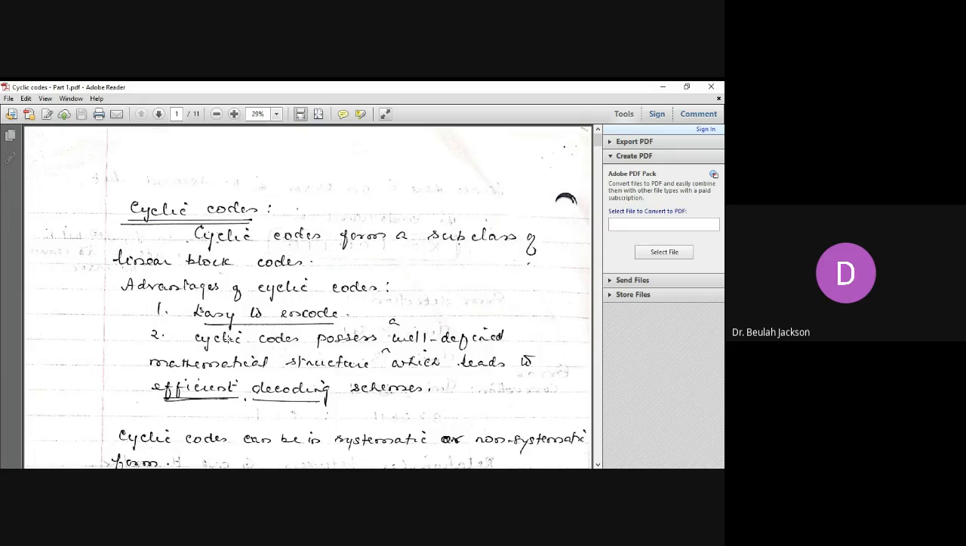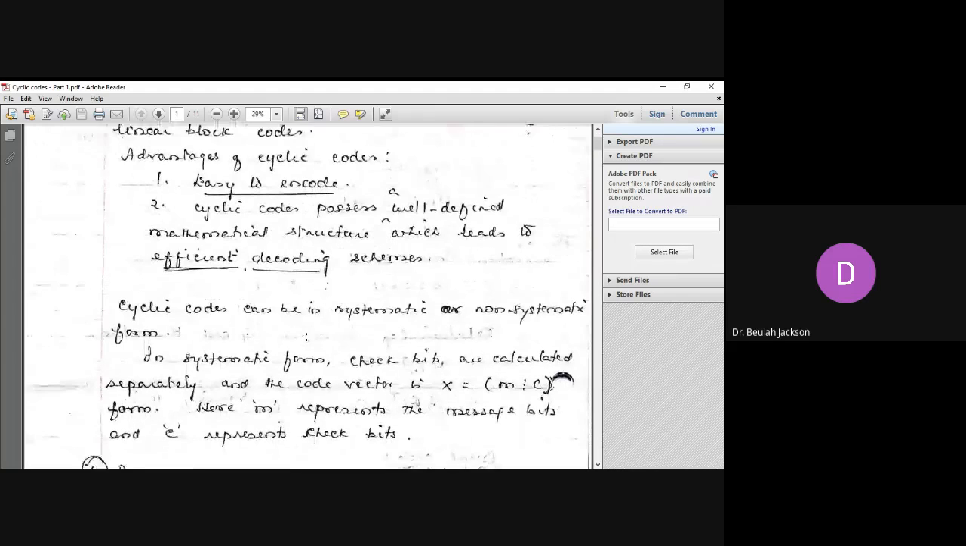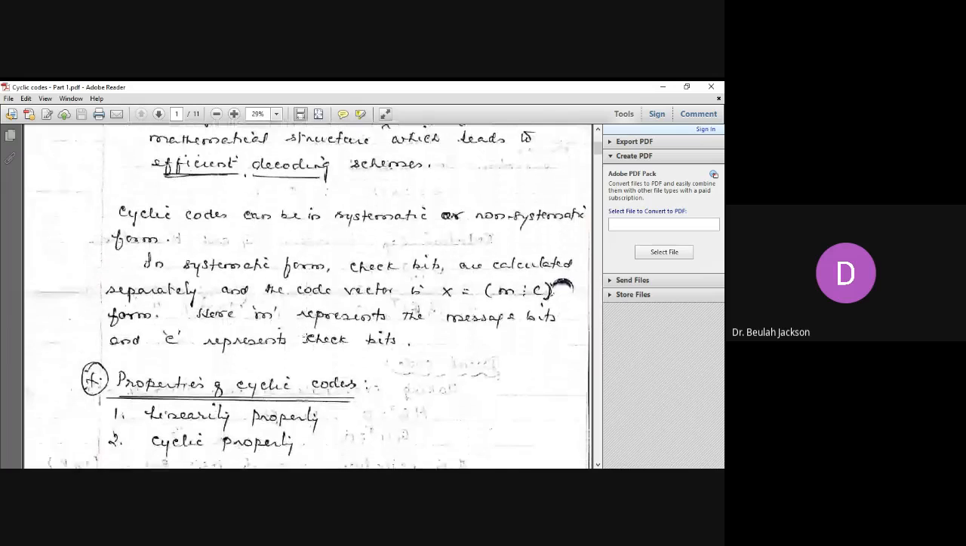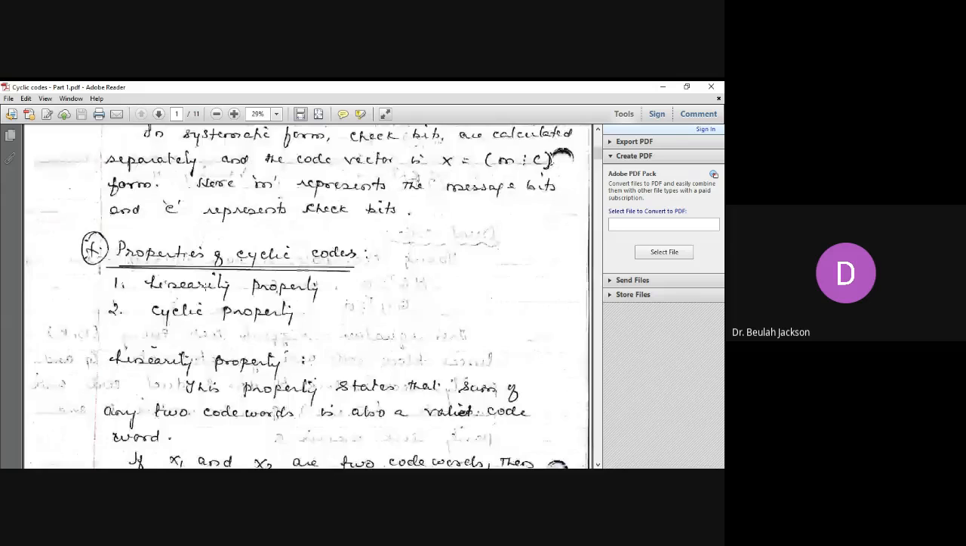And the second advantage is cyclic codes possess a well-defined mathematical structure which leads to efficient decoding schemes. And these cyclic codes can be in systematic or non-systematic form. In a systematic form, first the check bits are calculated and it is appended with a message bit. So x is equal to m appended with c. Here m represents the message bits and c represents the check bits.